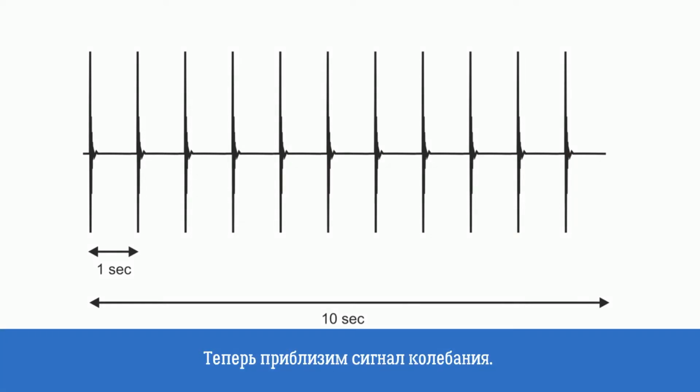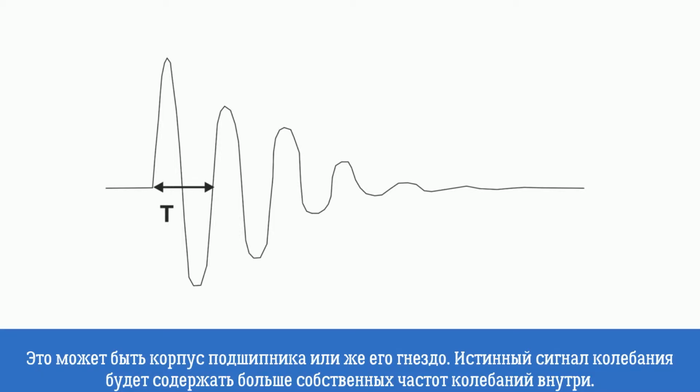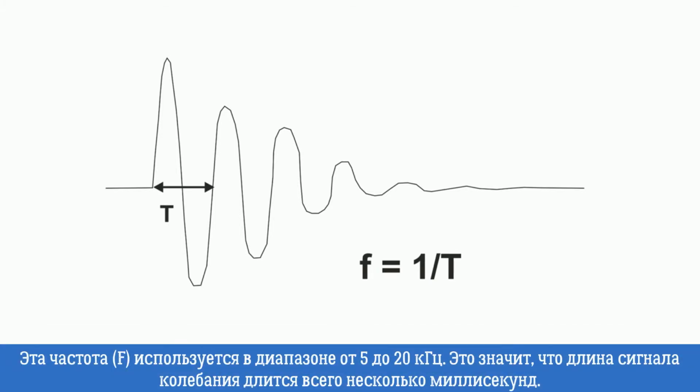Now we will zoom one shock. You can see that the shock has something like natural frequency, and it is really the natural frequency of some mechanical structure. It can be the bearing body, it can be the bearing house. The real shock signal will contain more natural frequencies inside. You can see the time length t of one period. We can get the corresponding frequency f equal 1 divided by that t period. This frequency f is usually between 5 and 20 kHz. It means that the length of shock is usually only several milliseconds.